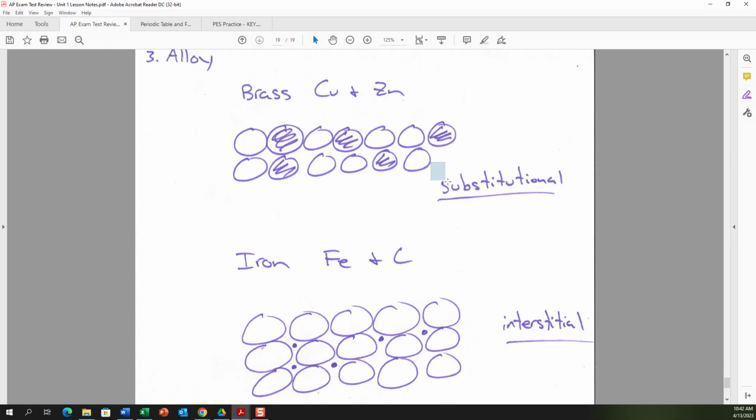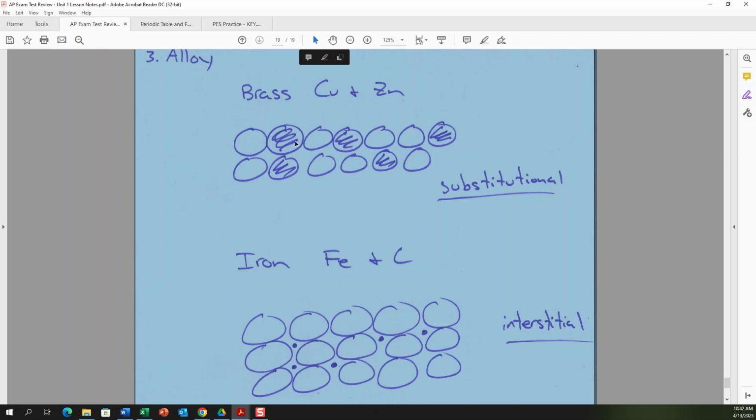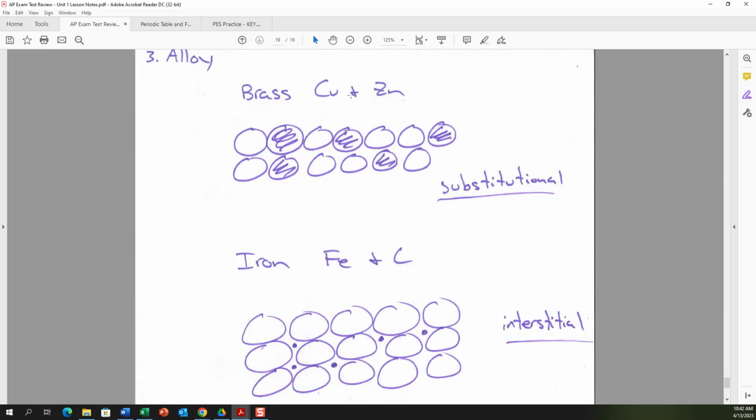And for alloys, you want to be able to distinguish between interstitial versus substitutional. When you have things that are similar in size, let's say the colored in ones are copper and the other ones are zinc. If this were all zinc, then they should all be not colored in. If it was all copper, it would all be colored in. But an alloy is a mixture of two different solids here.